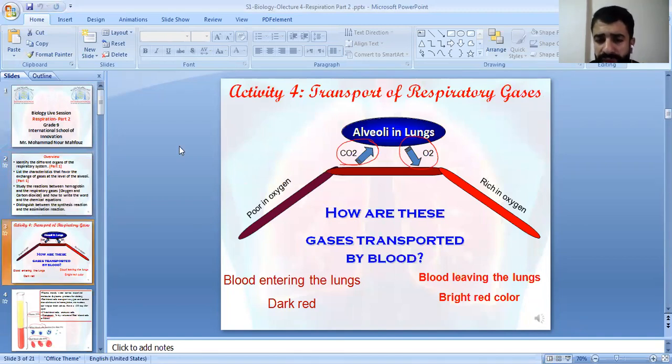In activity 4, transport of respiratory gases, we studied the transportation of oxygen and carbon dioxide by the blood. Blood entering the lungs is poor in oxygen, that's why it has a dark red color, whereas that leaving the lungs has a bright red color since it's rich in oxygen. And we have diffusion of oxygen from the lungs to the blood, from a medium of high concentration of oxygen, which is the lungs, to a medium of low concentration of oxygen, which is the blood, and carbon dioxide is moving from the blood to the lungs, which is diffusion.